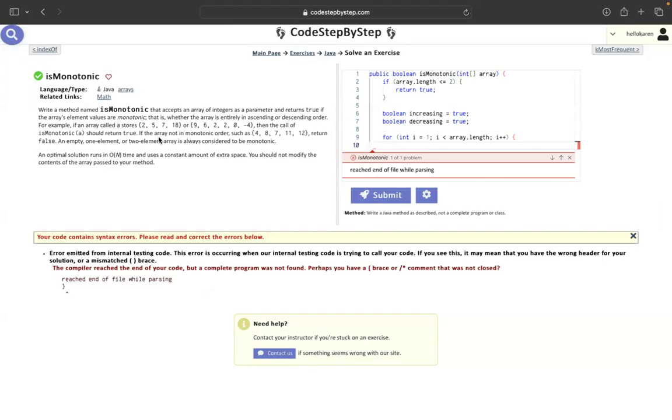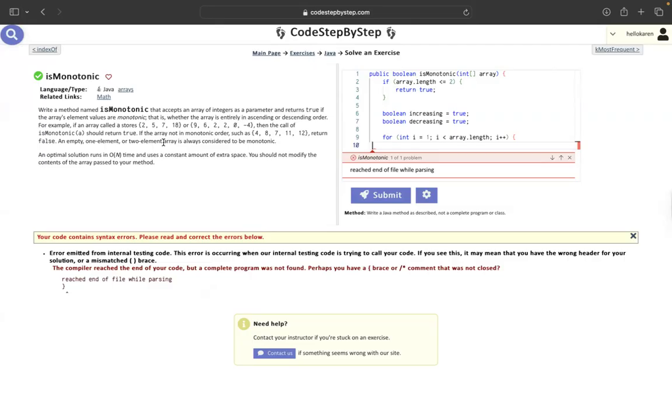Yeah, so I did the beginning part, and then I got a little bit lost on what to do after. An empty or one element or two element array is always considered monotonic, of course. Okay. So do we understand the question? What were we thinking? Yeah, I understand the question.